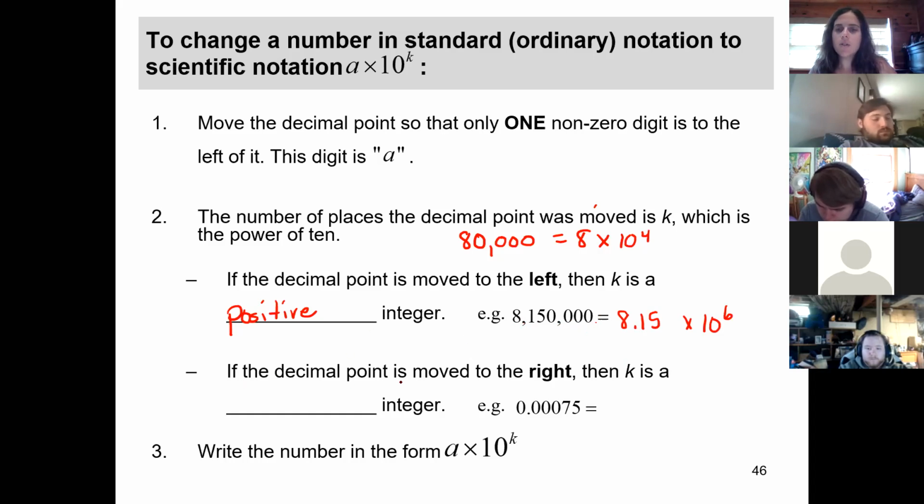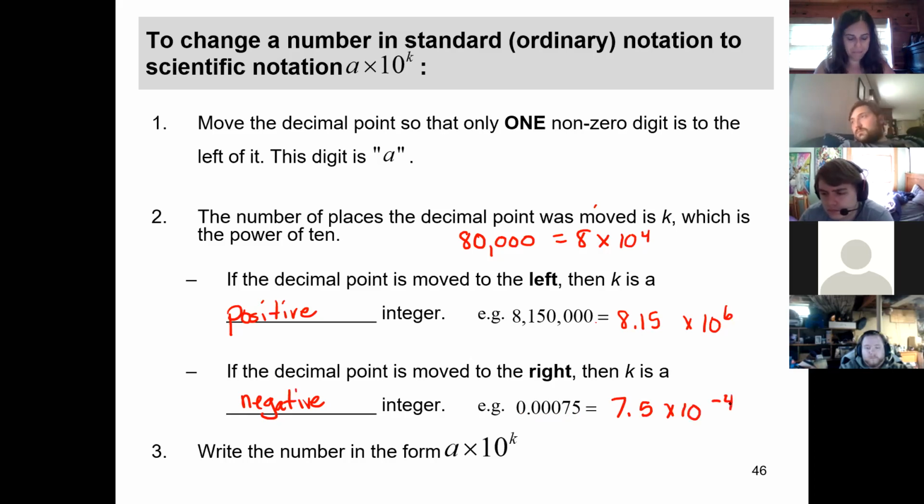If the decimal point is moved to the right, then the K is a negative integer. Our example here, I have 0.00075. So I'd have to move the decimal place 1, 2, 3, 4. So I'd have 7.5 times 10 to the negative 4. And we want to write our number in the form where we have an A value times 10 to the K. And K is the integer.